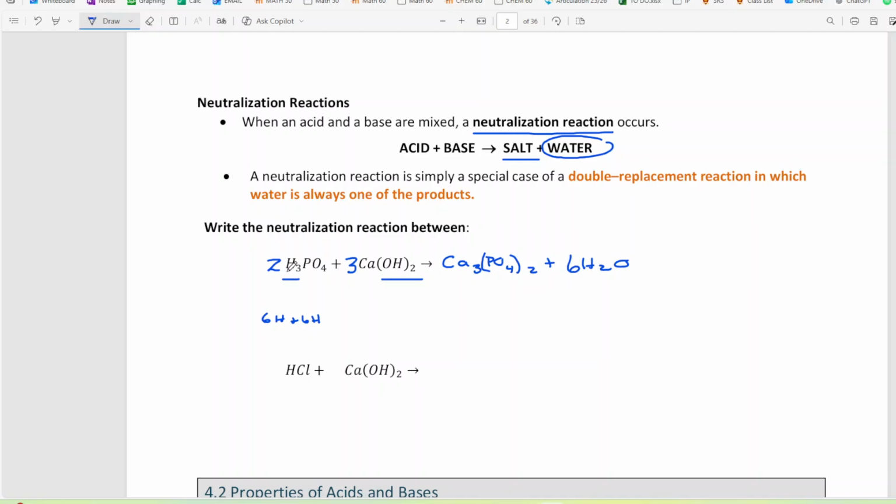So on the left-hand side, I have how many oxygens? 8. Oh, wait, don't count those phosphates. Haha, I almost counted those oxygens. I just need to count these ones. So there's 2 oxygens in my calcium hydroxide, and then there's 3 sets of those, so there's 6 oxygens. So there are 6 oxygens on the left, 6 oxygens on the right, not counting the ones that are tied up in that polyatomic phosphate, and I am balanced.